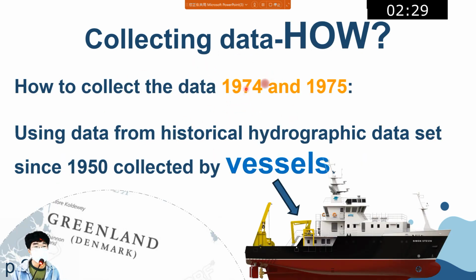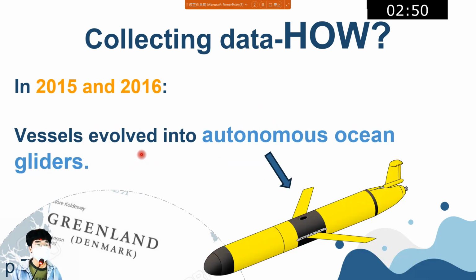And how do we collect the 1974 and 1975 data? We collect them in the old-fashioned way, using the historical hydrographic data sets that were collected by vessels since 1950. And in 2015 and 2016, we use autonomous ocean gliders.